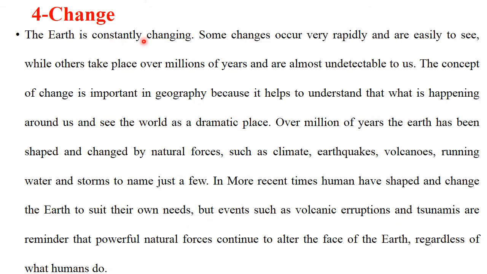Change. The earth is constantly changing. Some changes occur very rapidly and are easy to see, while others take place over millions of years and are almost undetectable to us. The concept of change is important in geography because it helps us understand what is happening around us and see the world as a dramatic place. Over millions of years, Earth has been shaped and changed by natural processes such as climate, earthquakes, volcanoes, running water, and storms, to name just a few.